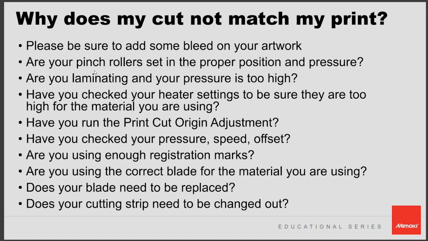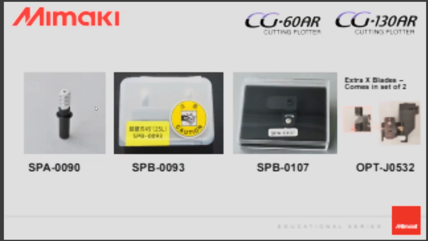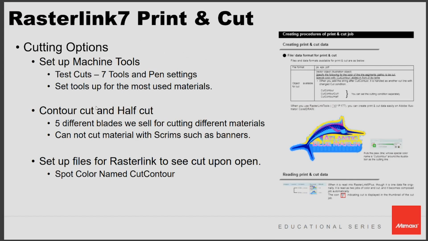The next thing I want to touch on, and there's a lot of things in here, I'll briefly go over. We have different cuts that we can do: contour cut and half cut. Half cut basically means we're cutting all the way through but leaving it with tabs. Contour cut is where you're just cutting through the vinyl and not all the way through the paper part. You can do both of those cuts at the same time.